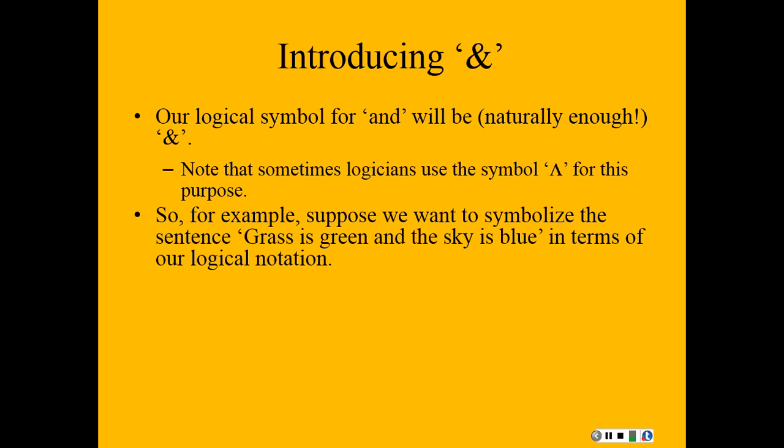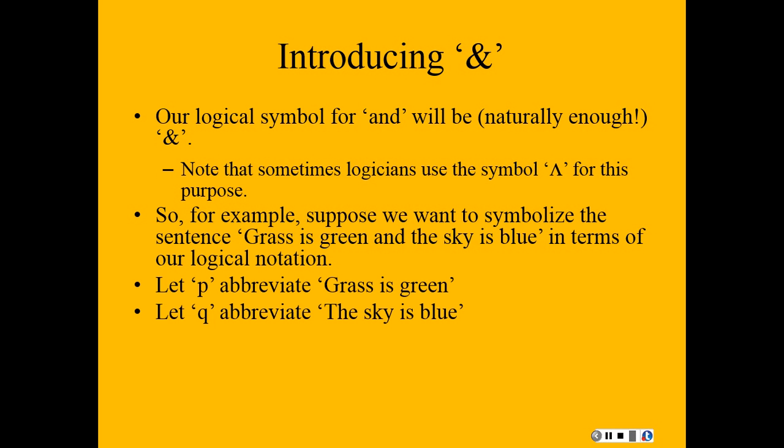So, for example, in this course, suppose we want to symbolize the sentence "grass is green and the sky is blue" in terms of our logical notation. And suppose we let P abbreviate "grass is green" and we let Q abbreviate "the sky is blue." Given those abbreviations, we would symbolize the sentence as follows: P and Q. P ampersand Q. Pretty simple, pretty straightforward.